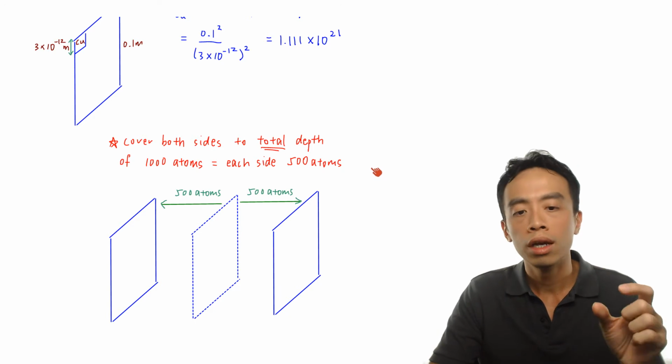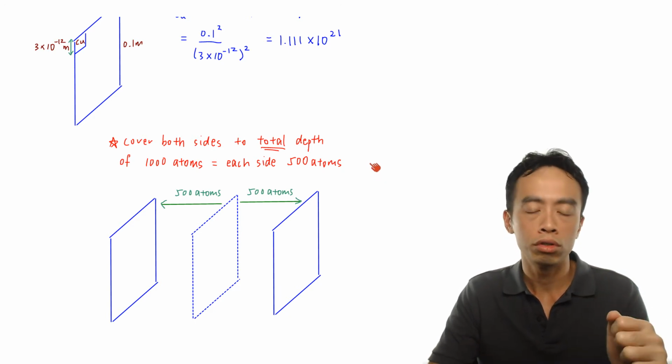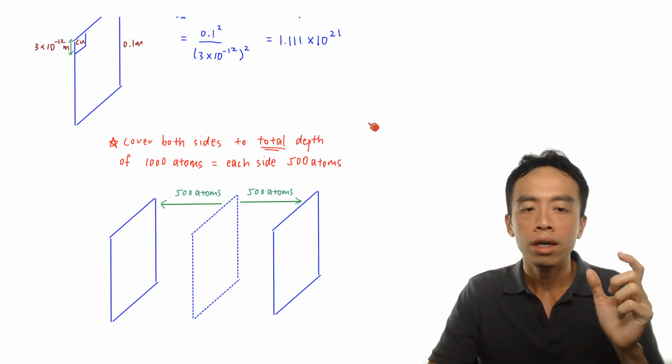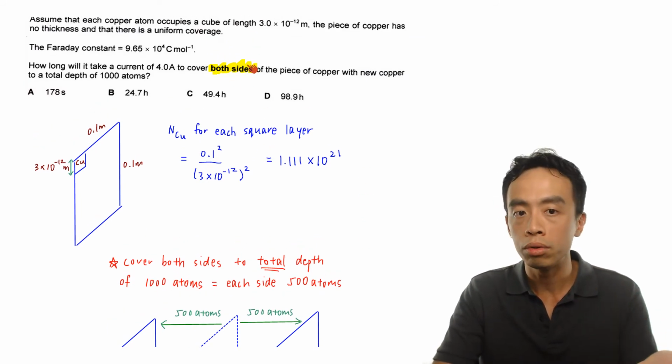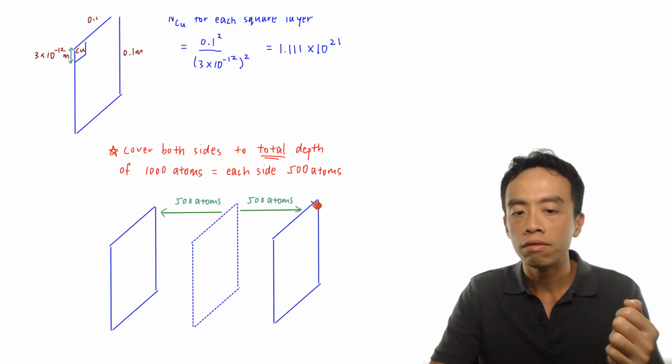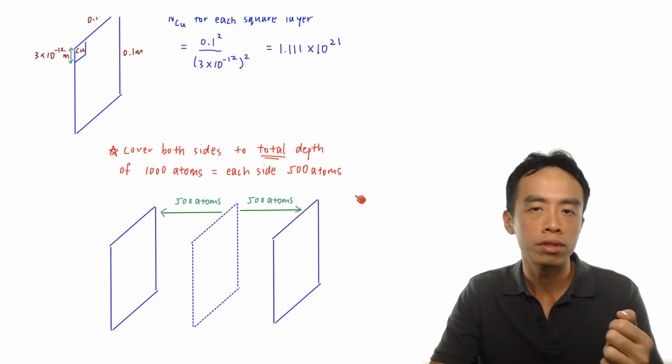Again, the portion of this question which is controversial or confusing is this portion here, covering both sides. How do we interpret this? Do we interpret this as 500 both sides or 1000 both sides?